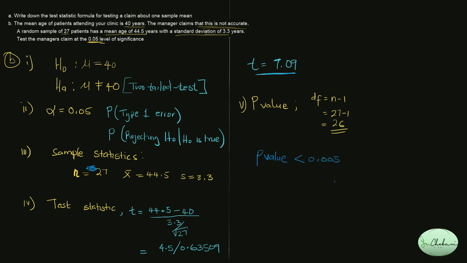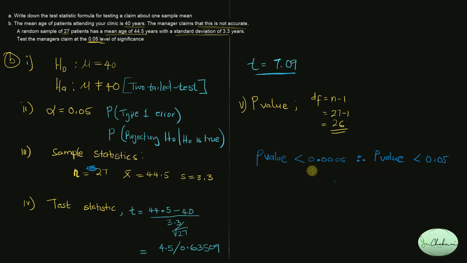We don't need the exact p-value, because we know that if it's less than 0.0005, it means it's less than our alpha level of 0.05. So the exact p-value is not important. What this means is that our p-value is less than our alpha level of 0.05. And if the p-value is less than 0.05, we conclude that the test is significant.